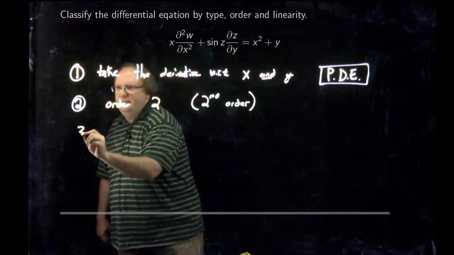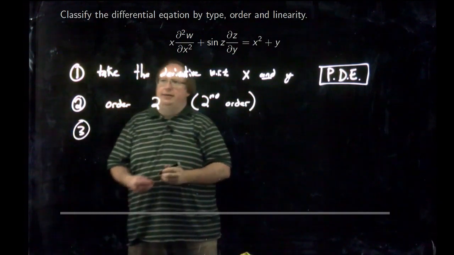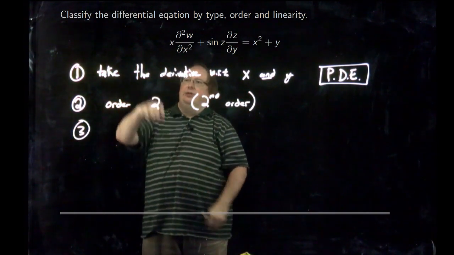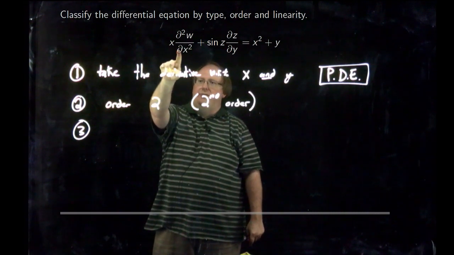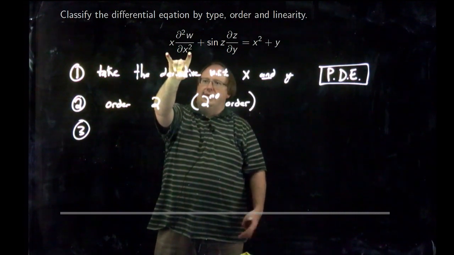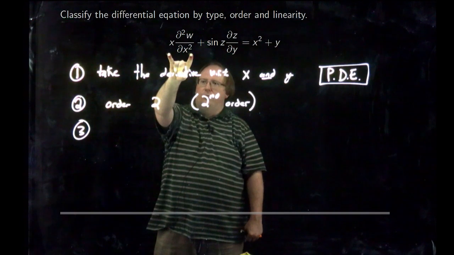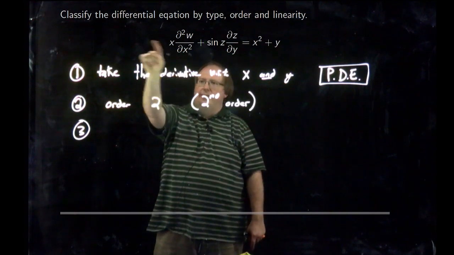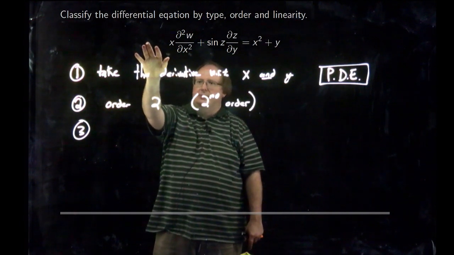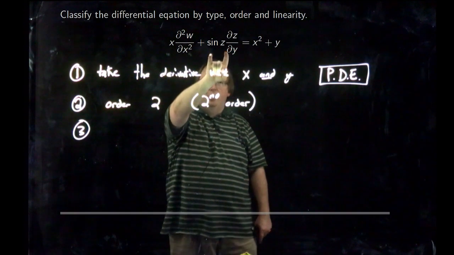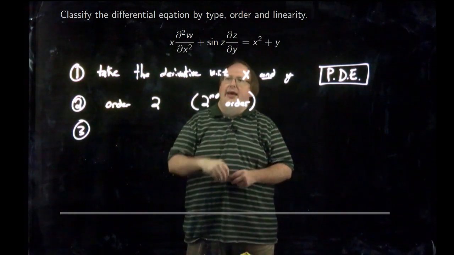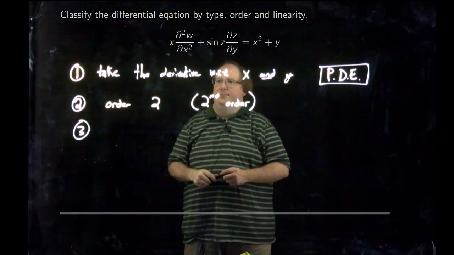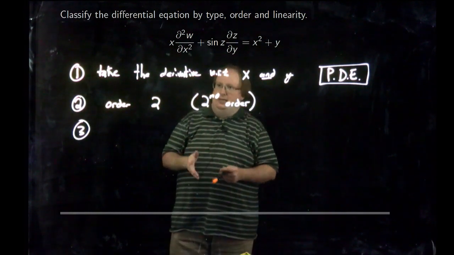And the third thing is, is this linear? Now you'll notice with each one of these terms, here I have the second derivative of w with respect to x times a function, x. And then I have the partial derivative of z with respect to y, and I have a function in front of that. So that is in fact linear.